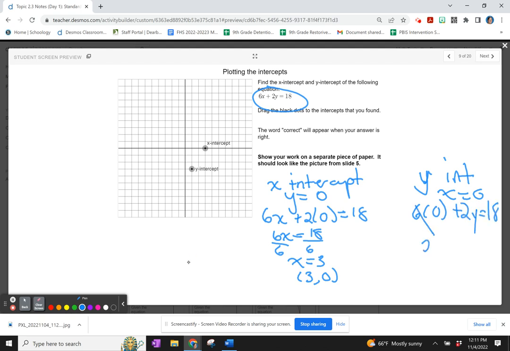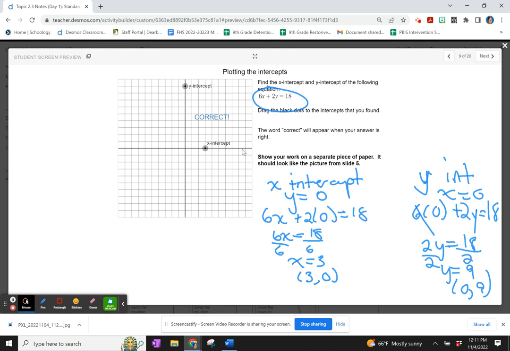And then that goes away. We're left with 2y equals 18, which is just a one step. So where is 0, 9? 0, 9 is up here.